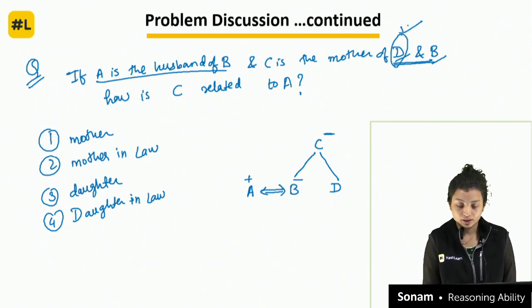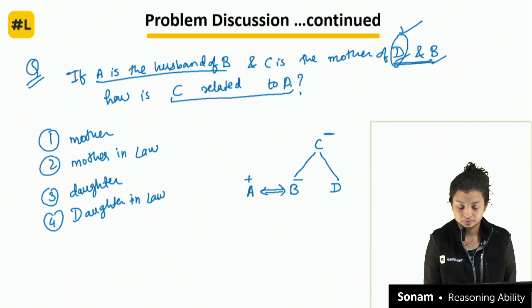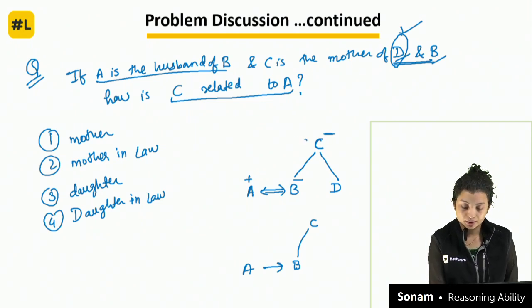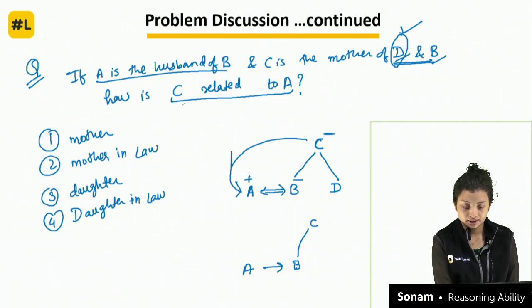Okay, and now they are asking you, how is C related to A? A is married to a person, correct? And that person's mother is this person. So, how is C related to A? Tell me. C is definitely mother-in-law, correct? C is mother-in-law of A.